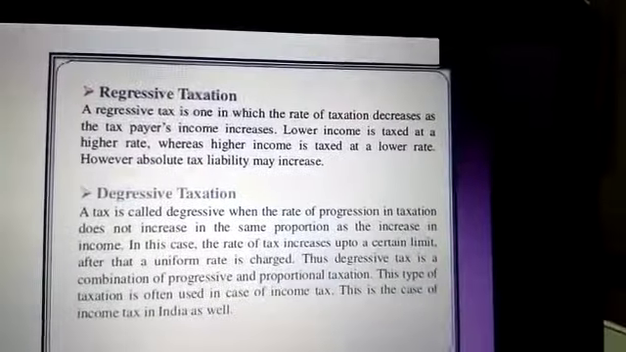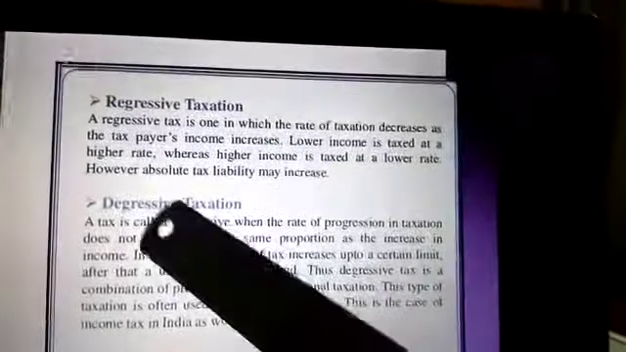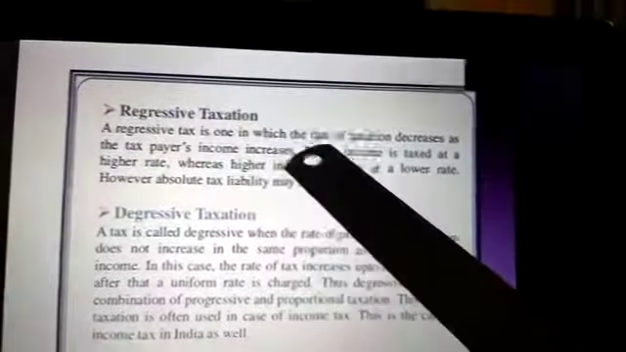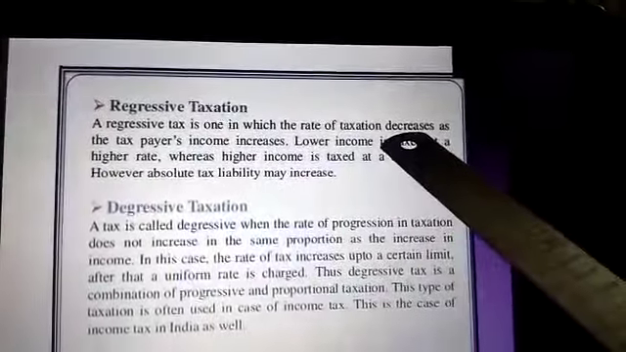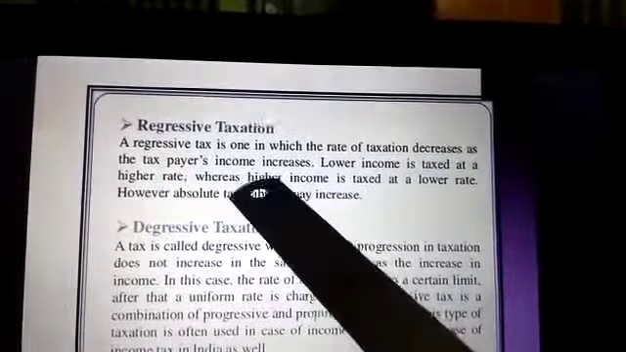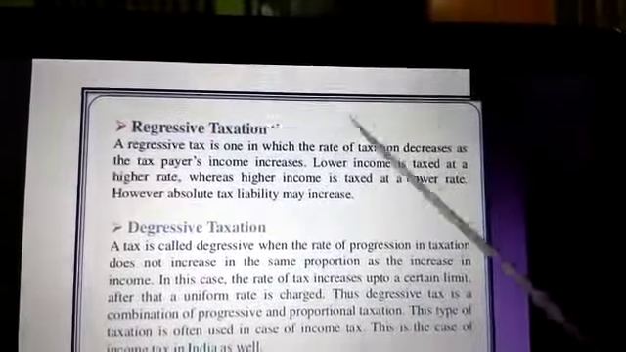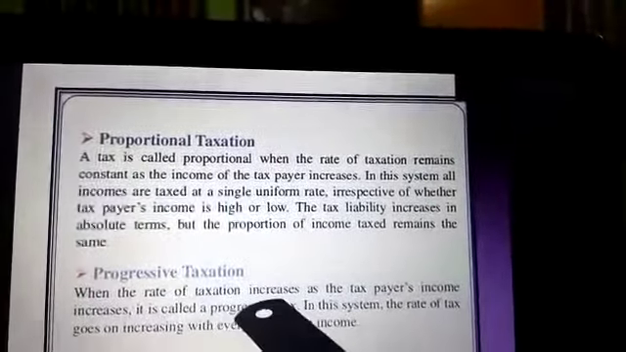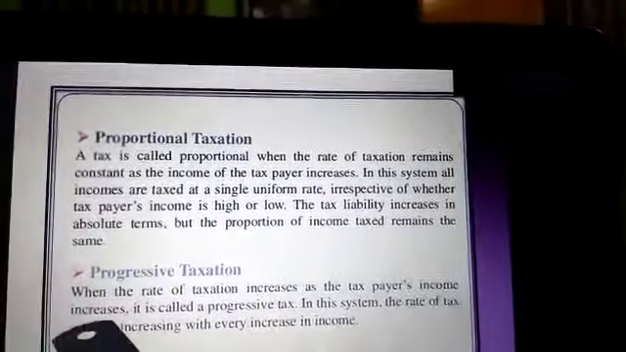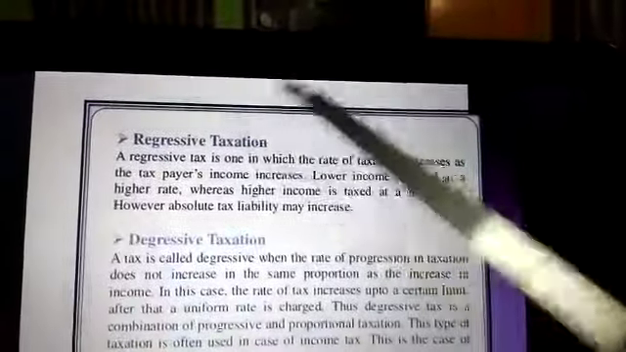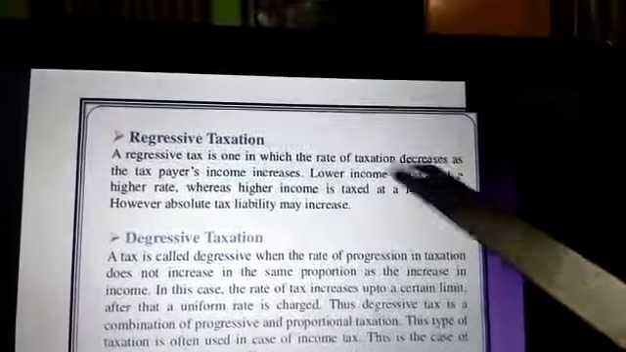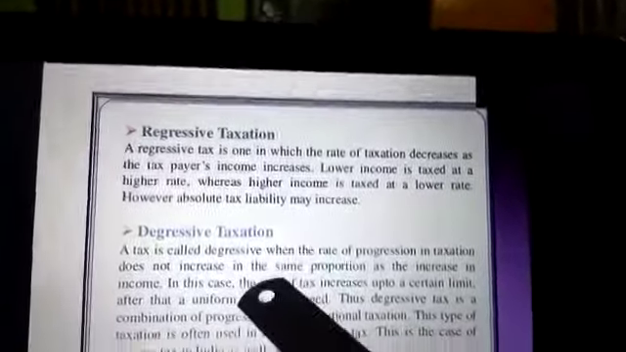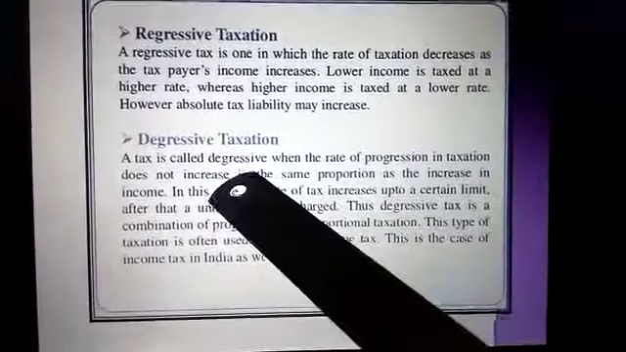The next two types of taxes are regressive taxation and digressive taxation. In regressive taxation, the rate of tax decreases as the income of the taxpayer increases. It's just the opposite of progressive. Here, the rate of tax increases as the taxpayer's income increases. But in case of regressive, the rate of tax decreases as the taxpayer's income increases. Got it? Then, last one, digressive taxation.